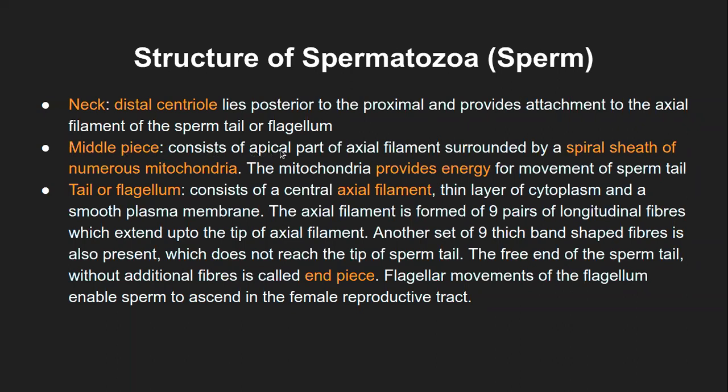Middle piece, it consists of the apical part of the axial filament. That is again the part of the sperm tail, which is extending into the sperm tail rather, and it is surrounded by the spiral sheath of numerous mitochondria. And of course, the function of mitochondria still remains the same, to provide energy for the movement of the sperm tail. In general, mitochondria provide energy. In this case, it is specific to the sperm tail.